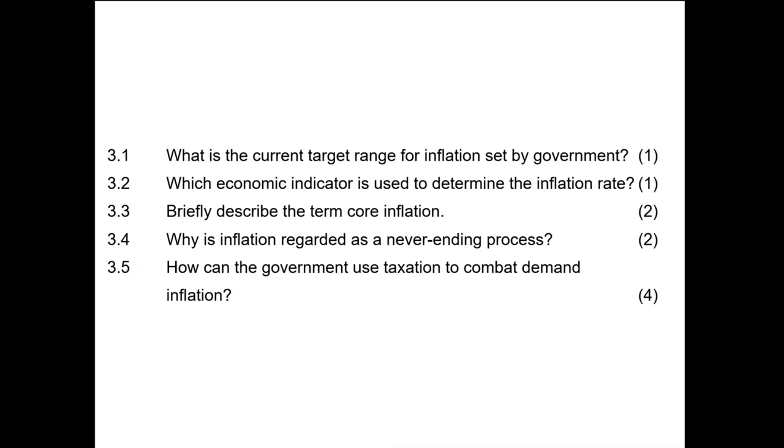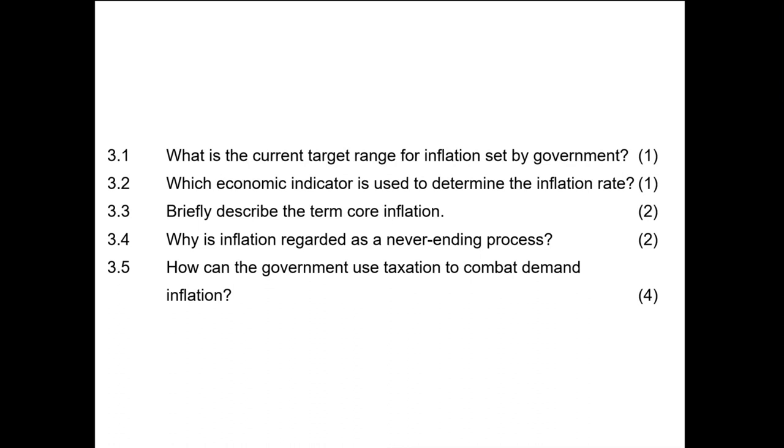Voorbrug or Manzumtombo? Anyone else? Ms. Anthea, we have a comment. Yes. We have a comment from Mr. Lewis. It's 3% to 6%. Thank you so much there, Mr. Lewis. Yes, for 1 mark. So it is 3 to 6%. That's the inflation target rate currently in South Africa.